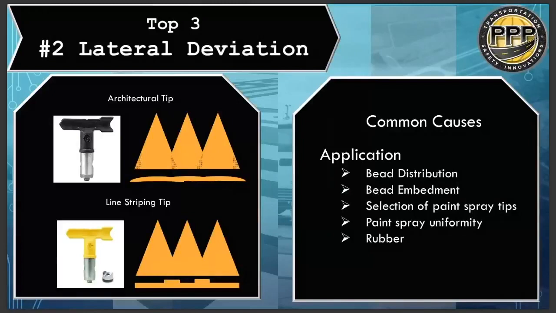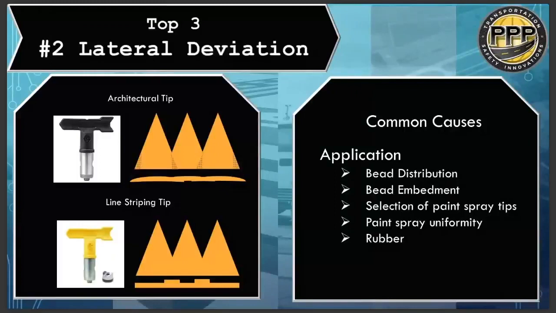Yeah, I would agree with most of what you said. I don't recommend the use of black tips, the architecture tips, at all. I would stick with the line laser tips, or the LL tips, that yellow tip you see at the bottom there. It is designed specifically for horizontal pavement markings.